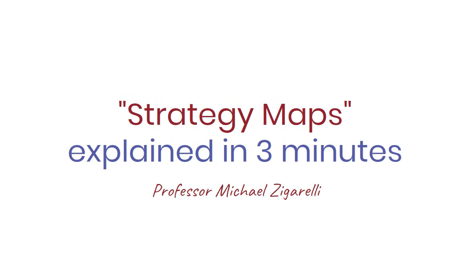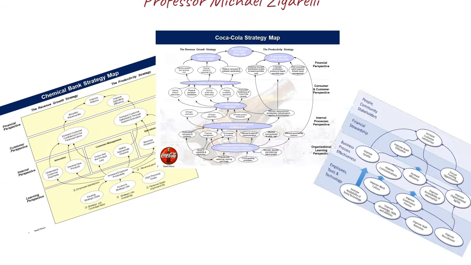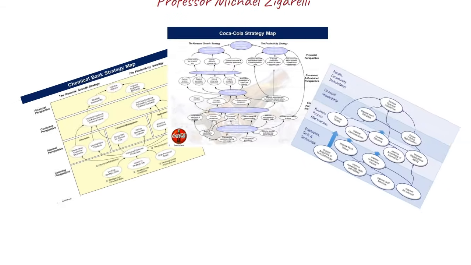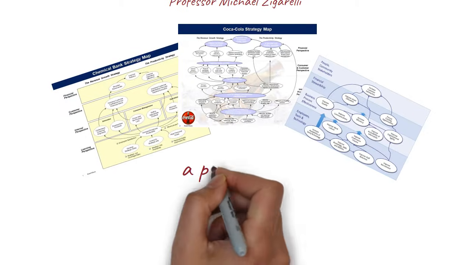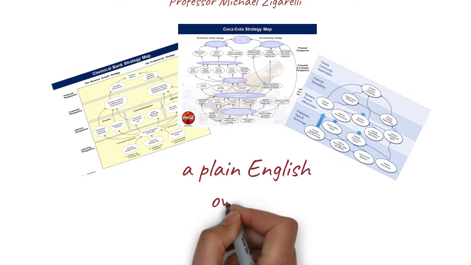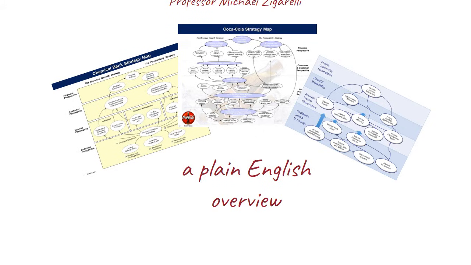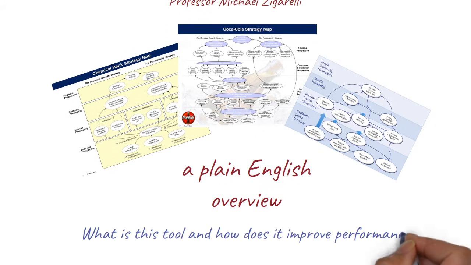You may have heard the term strategy map, and maybe you've even looked at some videos and articles about what that is. It can seem pretty complicated because this is a sophisticated management tool, so the purpose of this video is to cut through all that to offer a plain English overview. What is this tool and how does it improve performance?